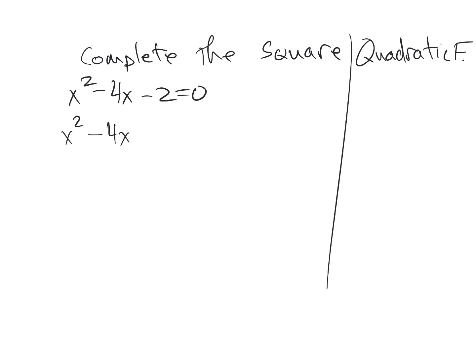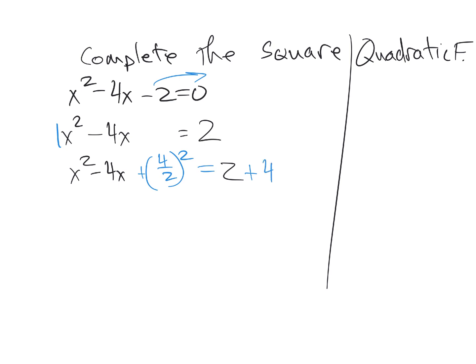What you need to do is A needs to be 1 and C needs to be moved to the other side. So that should be equal to 2. A is 1. If it's not, then you have to divide everything by it. Okay? Then what you do to complete the square is you take B, which is negative 4. It doesn't matter that it's negative. And we're going to take 4 over 2, and we're going to square it and add it to both sides.